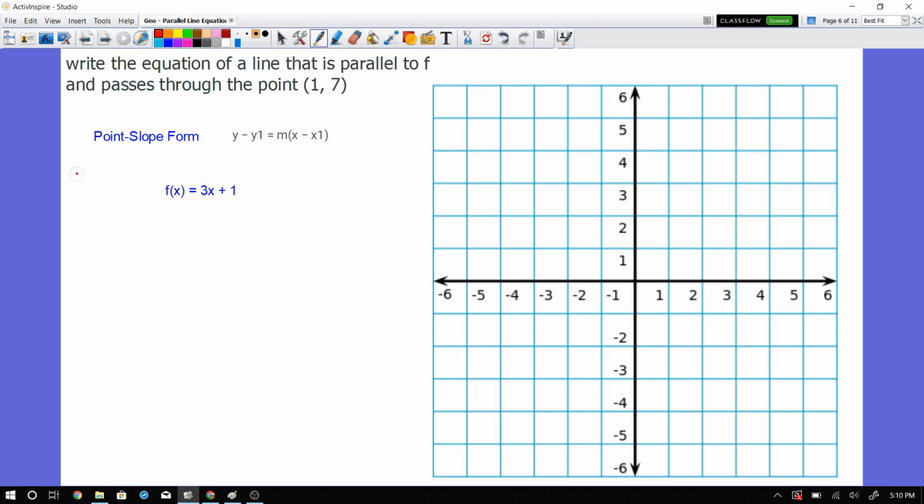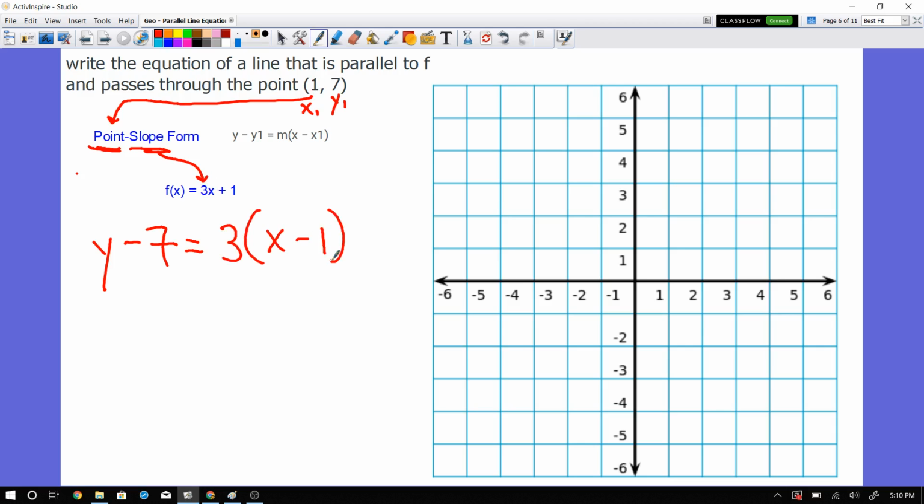So if we wanted to use the point slope form, it's kind of self-explanatory in the name of the formula. You have the point, which is right there, 1, 7, and you have the slope, which is right there. So those are the two things you're given. Y minus your y1 is going to be the only y point you're given. X1 is going to be the only x point you're given. Substitute 7 in for y1. Your slope is 3. X minus your x1, which was 1.